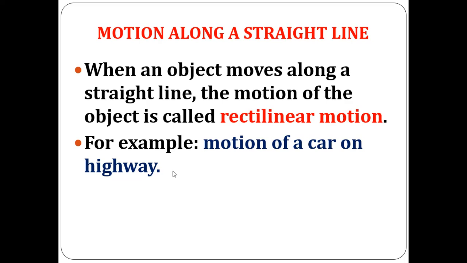Okay, on a highway we can go in a very straight path. Yes, the road will be straight. So the car will move in a straight path. So that motion of a car is a rectilinear motion. So when an object moves along a straight line, the motion of the object is called what? Rectilinear motion.